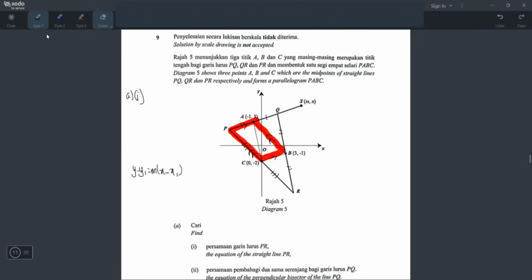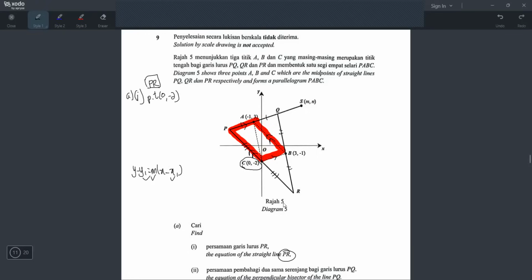Okay, so how to use this formula? We first need to make sure we have the gradient and the x1, y1. It means we need to have the gradient and one point that it passes through. So do we have a gradient of PR and a point that PR passes through? Let's look at PR. First of all, we already know the point that PR passes through is 0, -2, right? I'm finding PR's equation. But the problem is I don't have the gradient of PR.